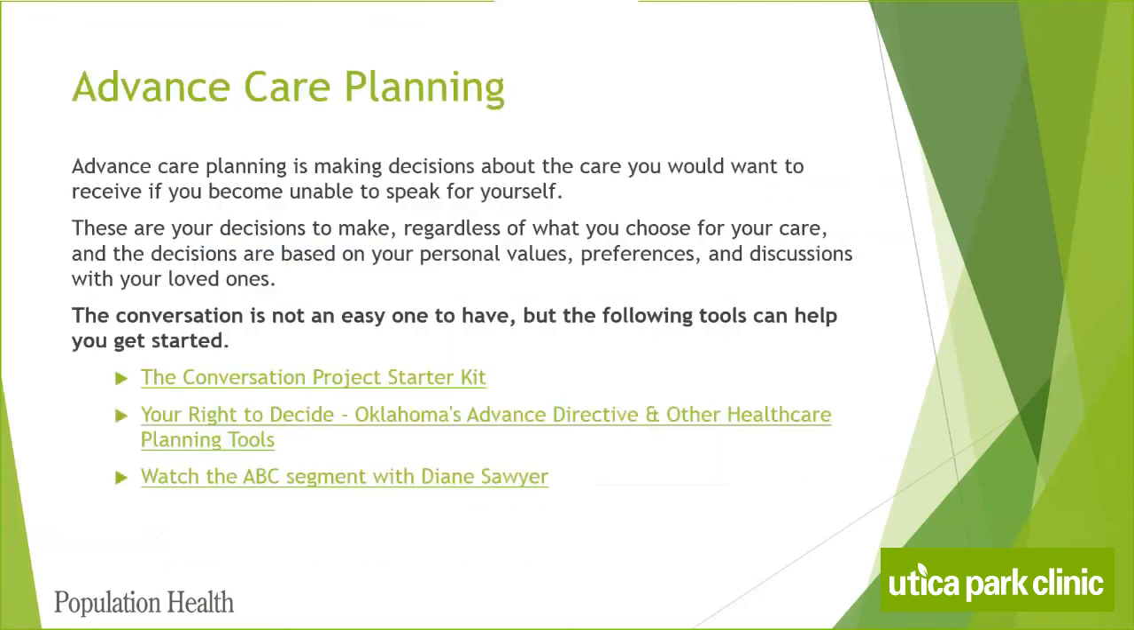Advanced care planning. So advanced care planning is making decisions about the care you would want to receive if you became unable to speak for yourself. These are your decisions to make regardless of what you choose for your care, and the decisions are based on your personal values, preferences, and discussions with your loved ones. The conversation is not an easy one to have, but the following tools can help get you started.